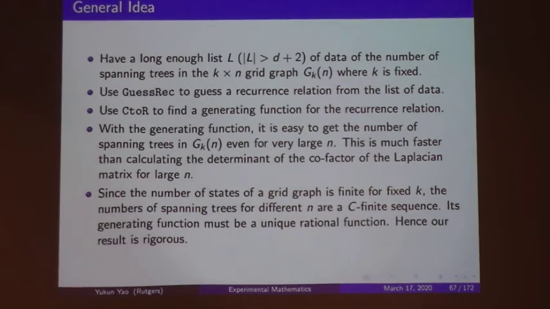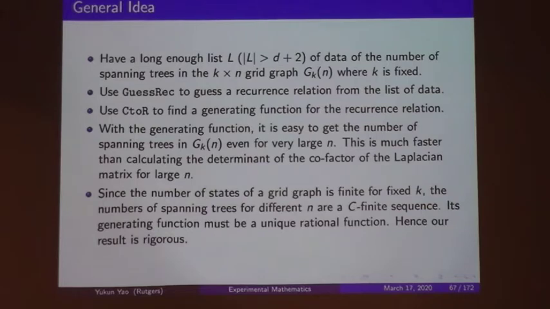So the general idea is to have a long enough list of data for the number of spanning trees in the k by n grid graph. Here k is fixed and n can go to infinity. Then we use GuessRec to get a recursion relation from the list of data. We use C2R to find a generating function for the recursion relation. Then with the generating function, it is easy to get the number of spanning trees in G_k of n, even for very large n, say like a 5 by 1 billion grid graph. This is much faster than calculating the determinant of the cofactor of the Laplacian matrix for large n.